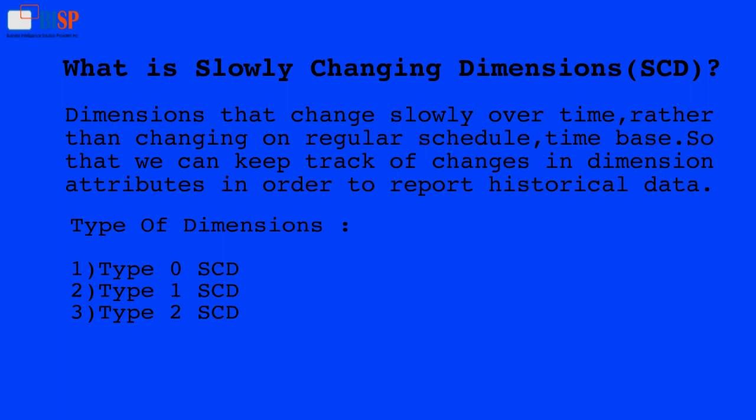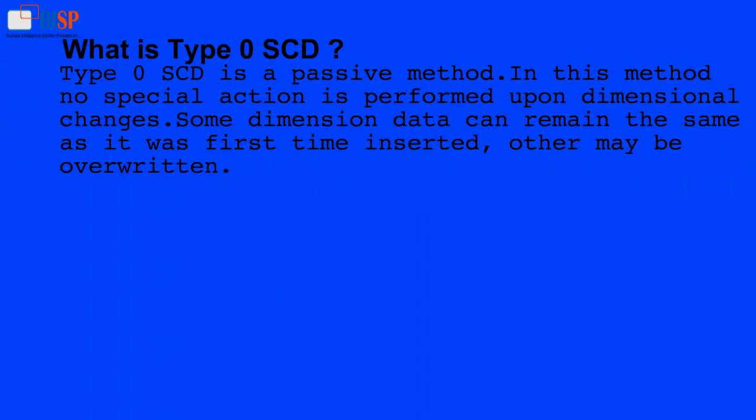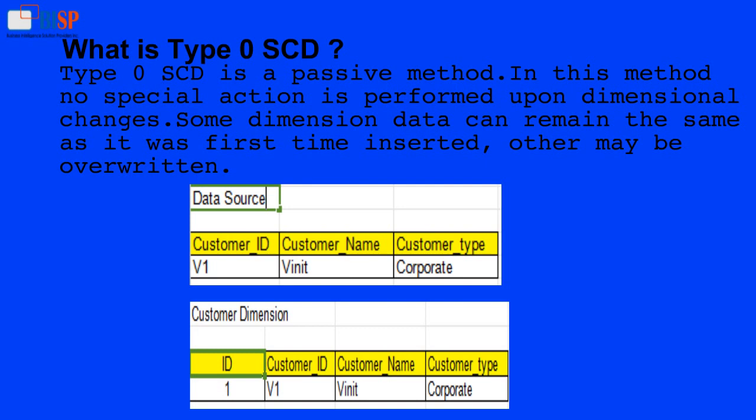Types of dimensions: 1. Type 0 SCD. 2. Type 1 SCD. 3. Type 2 SCD. What is Type 0 SCD? Type 0 SCD is a passive method. In this method no special action is performed upon dimensional changes. Some dimension data can remain the same as it was first inserted, others may be overridden. A Type 0 dimension does not update a value if it changes.